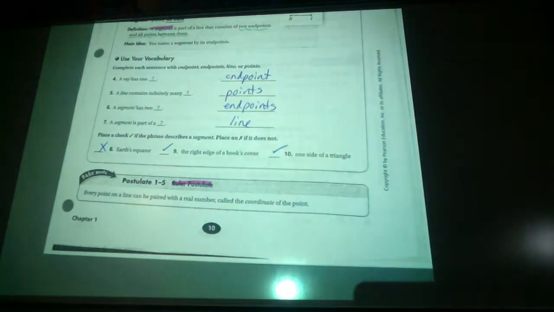Then this is a postulate. It's not my favorite postulate. It's called the ruler postulate. And it says that every point on a line can be paired with a real number called the coordinate of that point. It's essentially basically a number line.